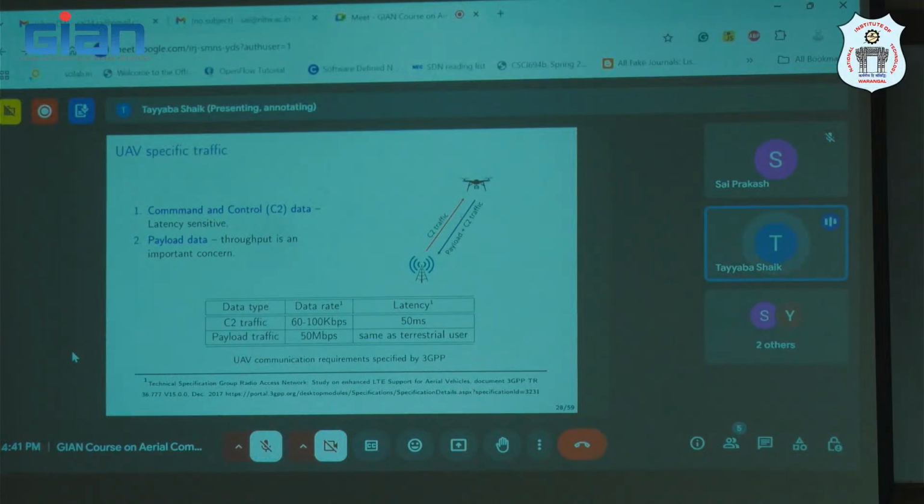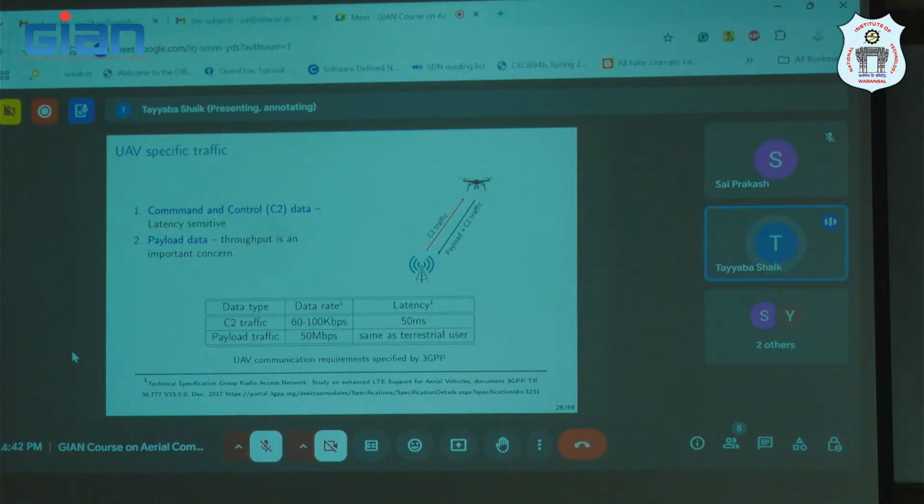And one more thing I want to add here is that the A2G traffic can also be C2 traffic, as in the UAV might be trying to communicate its own coordinates to the base station, saying, "Hey, I'm here, so send me some help." So that might be latency-sensitive data that it wants to transmit. So the air-to-ground data can be a combination of payload and C2 traffic, whereas ground-to-air would be purely C2.